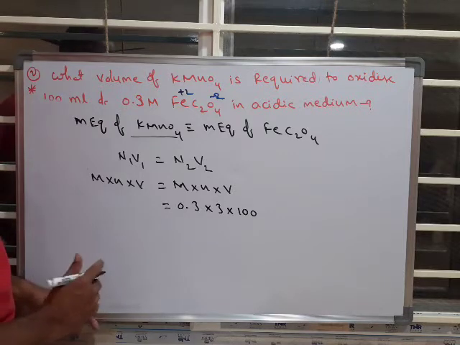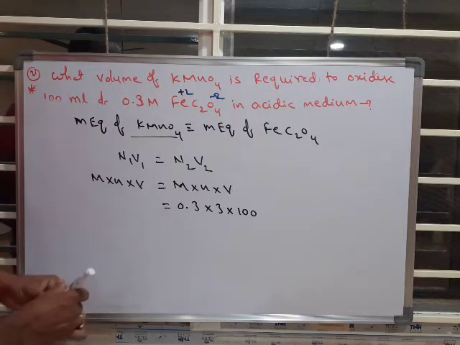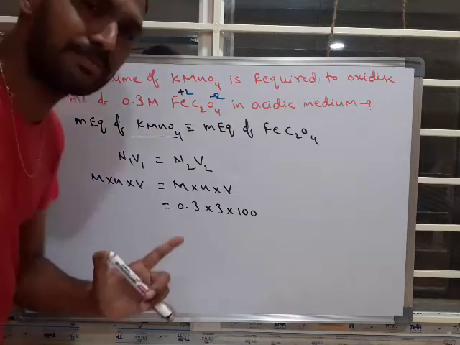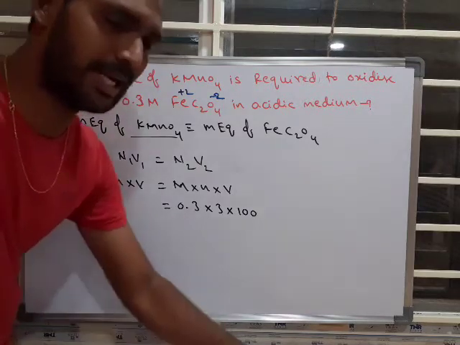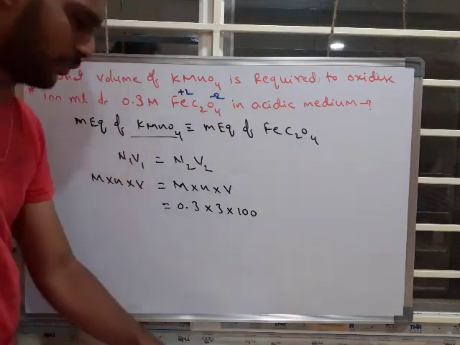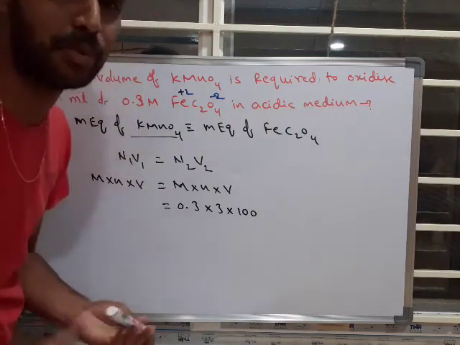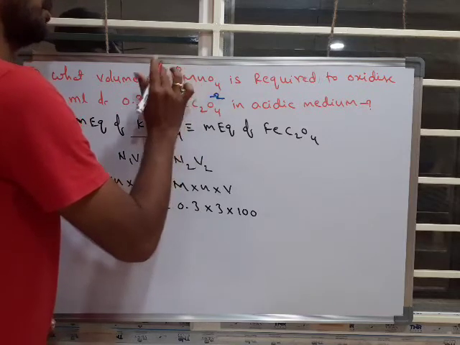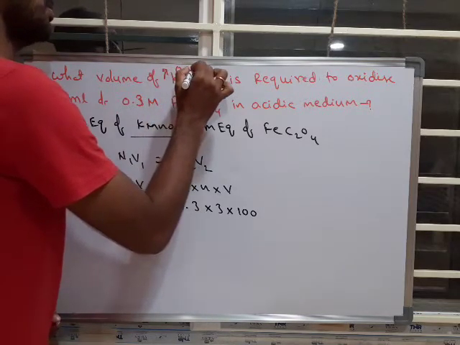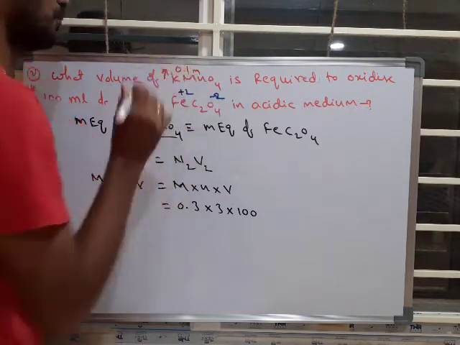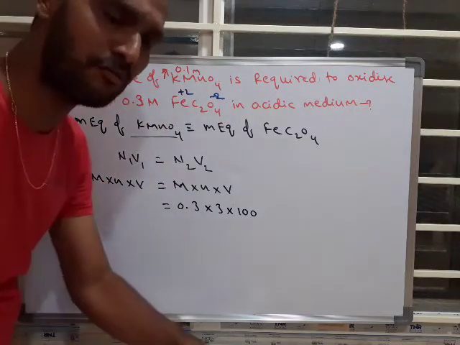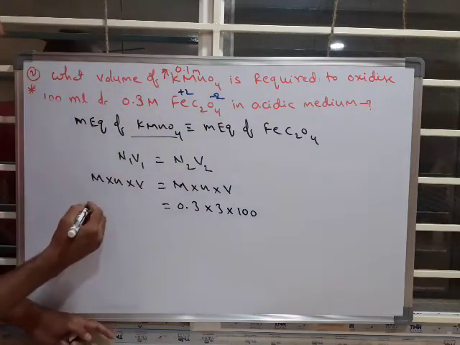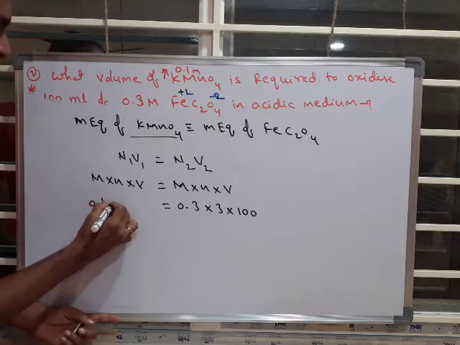Is it given in the problem? Just wait. I think the molarity is missed in the problem, so again I will check the problem. It is given 0.1 M potassium permanganate. In the problem itself it is given 0.1 M. Molarity of potassium permanganate is 0.1 M.